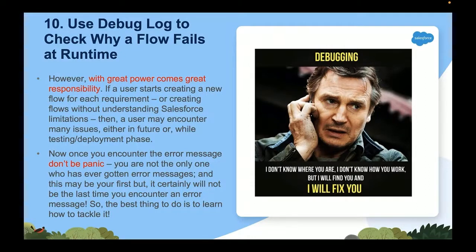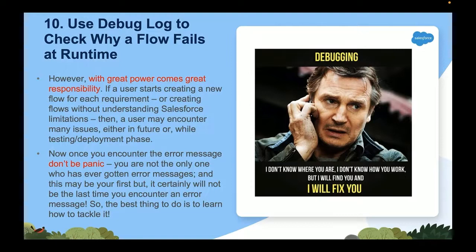If you don't know how to use the debug log, there is a Trailhead module. You can go and learn more about the debug log. The debug log will show you the entire transaction, how the flow started, which flow path and which node the flow went to, what the outcome was, and at what point the flow fails. So it will give you lots of details which help you identify the problem in your flow. And again, as I said earlier, do not panic. You are not the first one who gets the error message, and you are not going to be the last one. So be cool. Use the debug log.